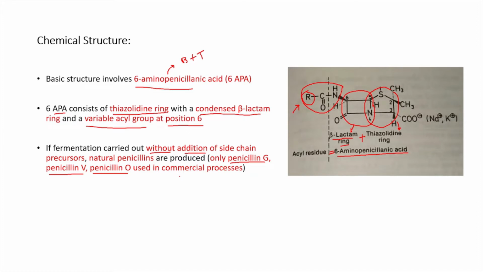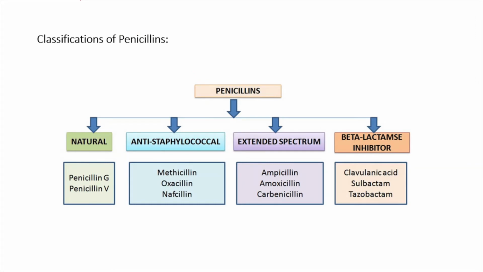So if you do not supplement the media with any particular side chain precursor, natural penicillins will automatically be produced, and the commercially utilized natural penicillins are penicillin G, penicillin V and penicillin O. This slide is very important, because many questions have been asked on the structure of penicillin. Remember one thing: if you do not add a side chain precursor, you will get natural penicillin, but if you add a particular side chain precursor, you will get some derivatives of penicillin. So let us see first the classification of penicillin, how penicillins are classified.